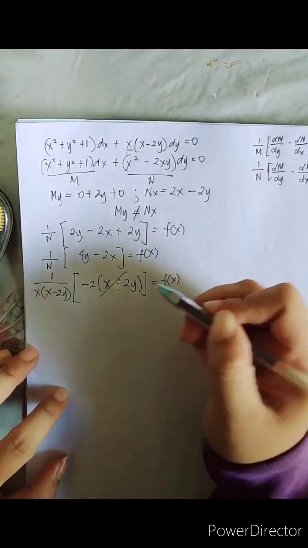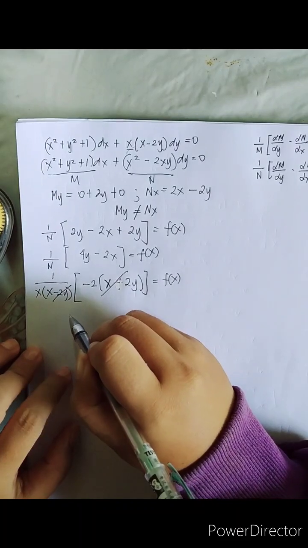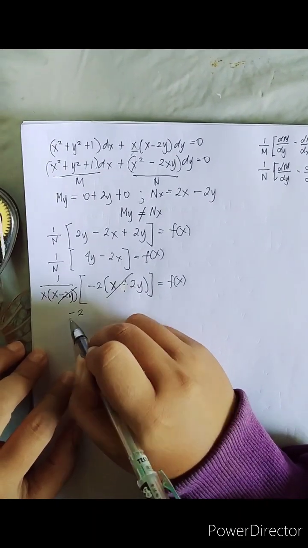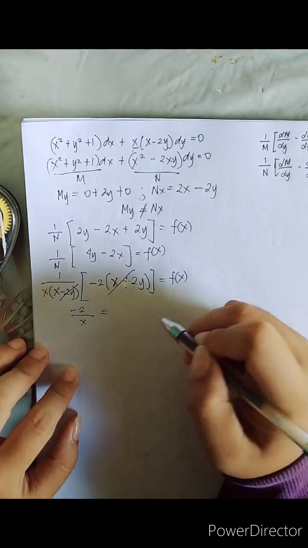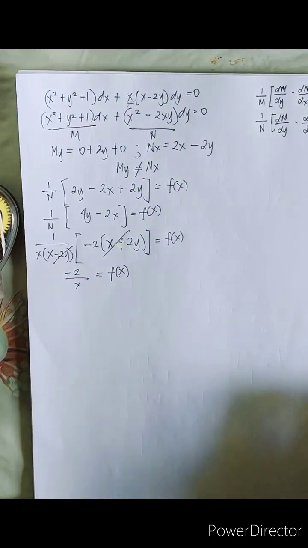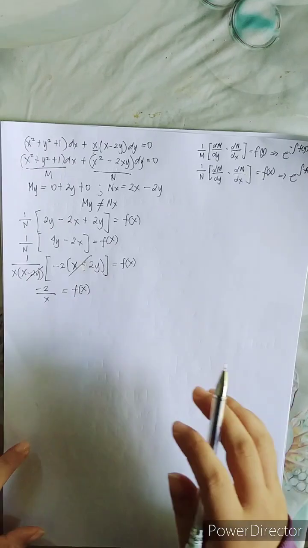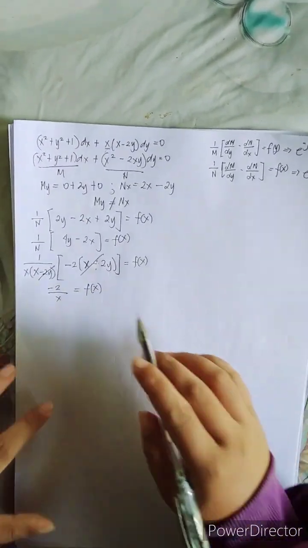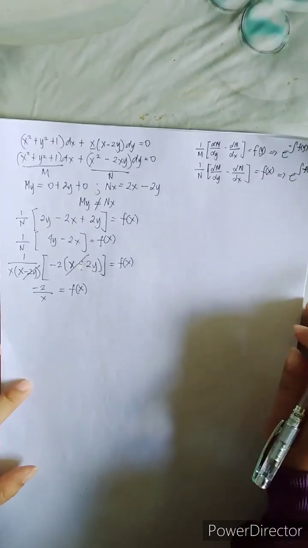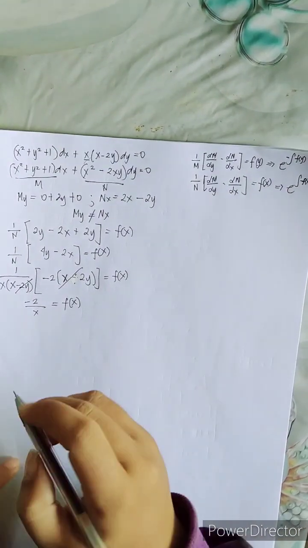Then this will be cancelled. Multiply negative 2 to the 1 over x. This will be negative 2 over x equal to f of x. Then our f of x is negative 2 over x. Always remember that your f of x or f of y must always be a constant or a variable. Then let's proceed to the integrating factor.